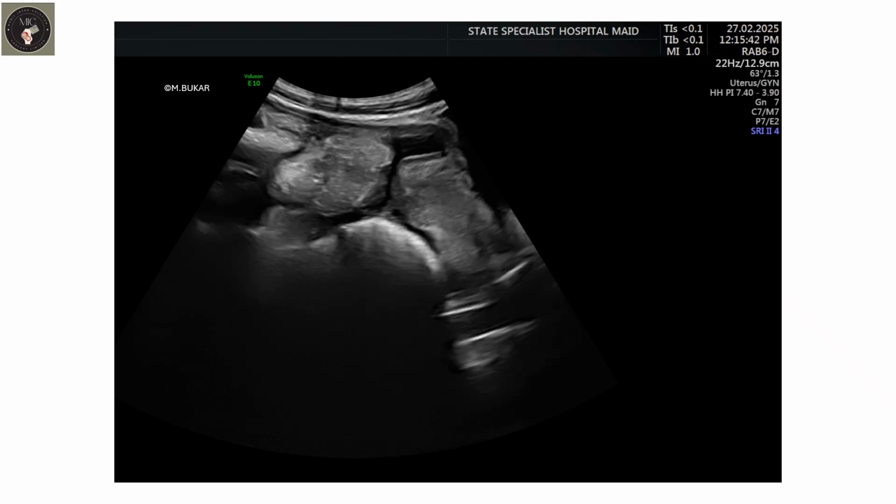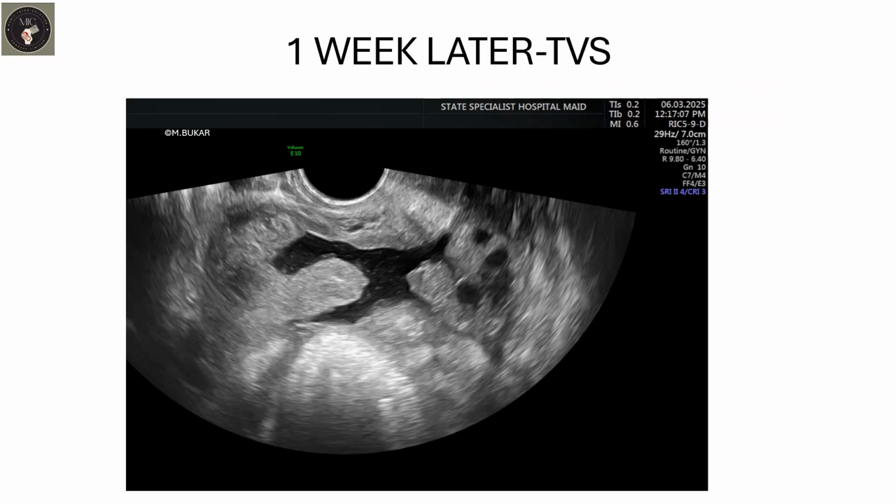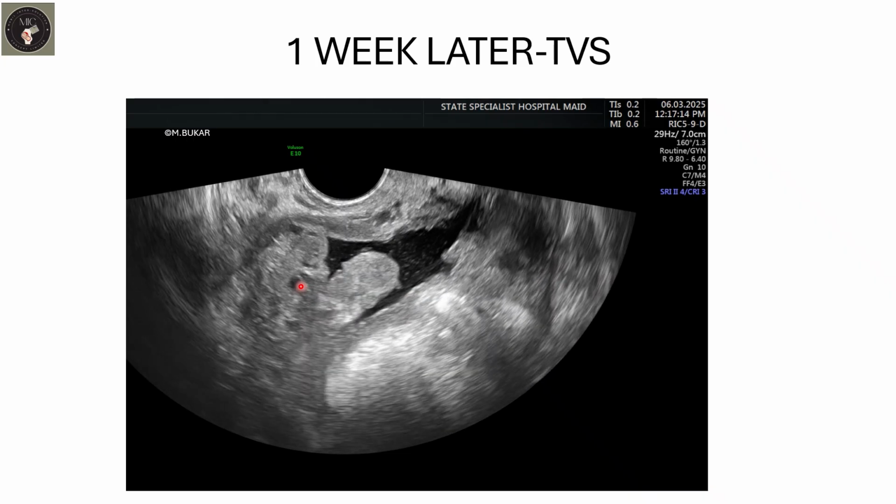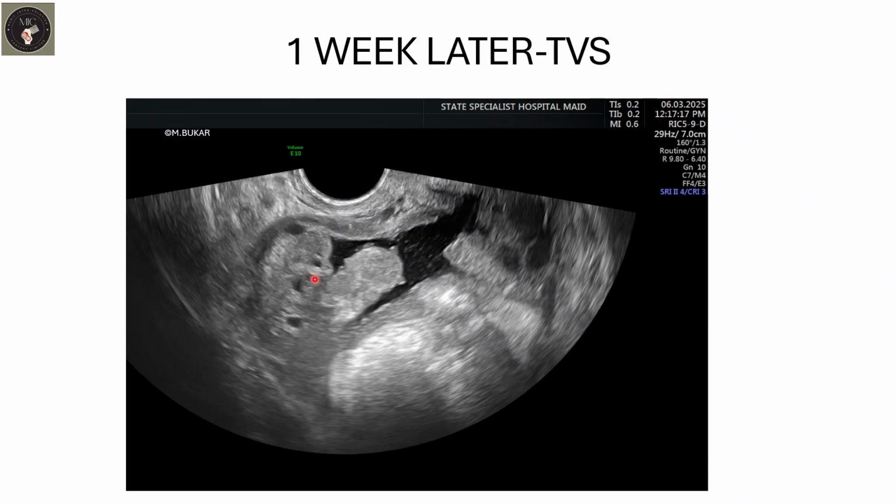So let's move to the next video, which was 1 week later. This is a transvaginal image. Look at the thickened right fallopian tube. Again, look at here, the thickened left fallopian tube. And these are the ovaries. So note this echogenic foci within the ovaries.